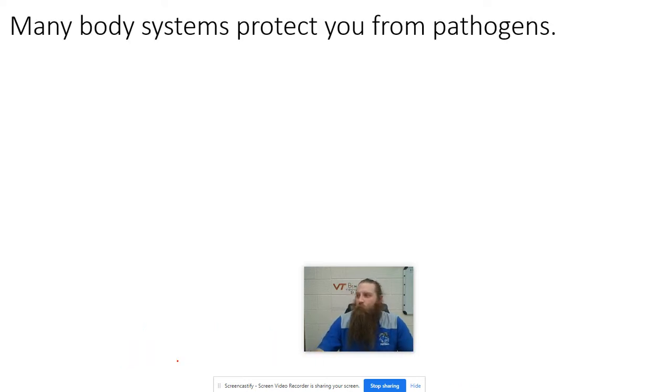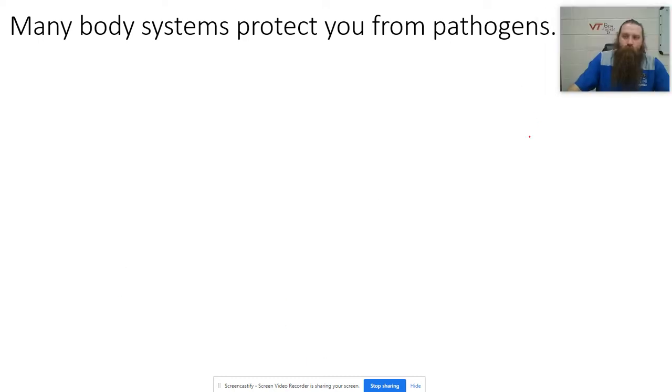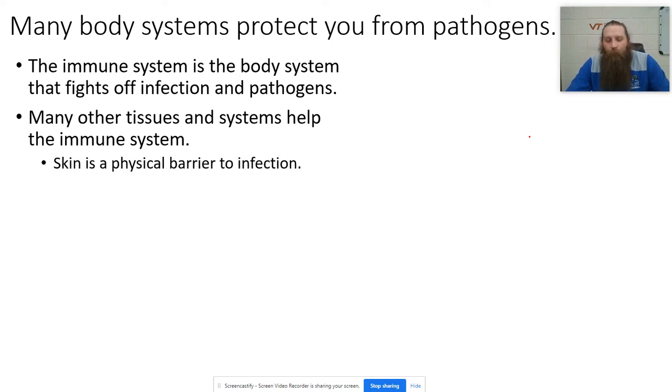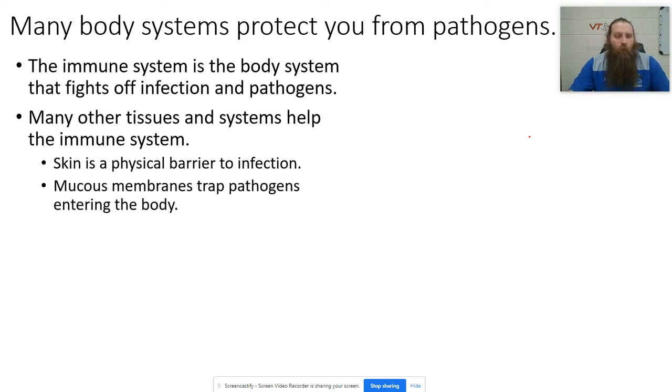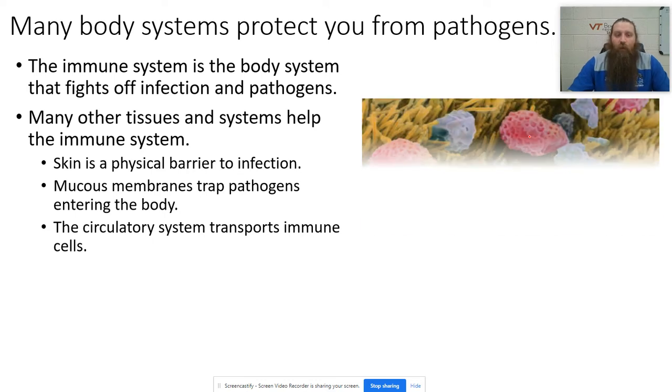Now, there are a lot of body systems that we have in place that can protect us from pathogens. All right, for example, we can look at the immune system. A lot of our tissues, other than the immune system, help the immune system. They reinforce it. So like your skin keeps things from just falling directly into your bloodstream, right? The mucous membranes in your mouth and your nose, they trap pathogens and dust particles and things as they enter your body. The circulatory system, so your blood vessels, they transport the immune cells around your body. So they're kind of like the highway.